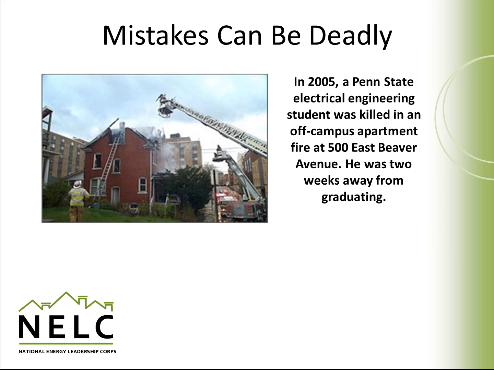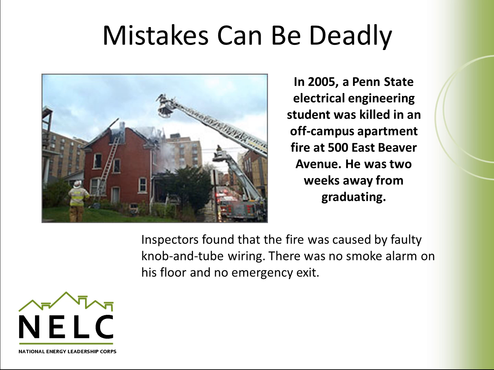Missing a potential energy-related hazard can result in pretty serious consequences. In 2005, a Penn State electrical engineering student was killed in an off-campus apartment. He was just 2 weeks away from graduating. After the fire, they inspected the home and found that it was caused by faulty knob and tube wiring. There was no smoke alarm or detector in the home, and there was not even any way for him to get out of the house if he would have been alerted to the fire. These are pretty easy things to spot, but unfortunately, no one did. There are hundreds of thousands of homes across the U.S. that have unsafe conditions like this.